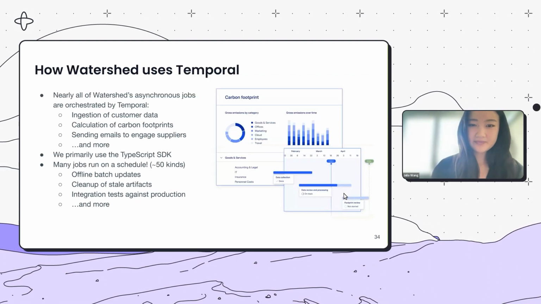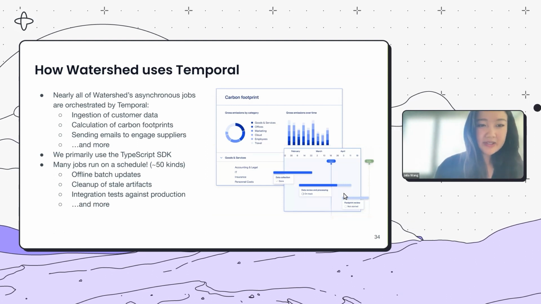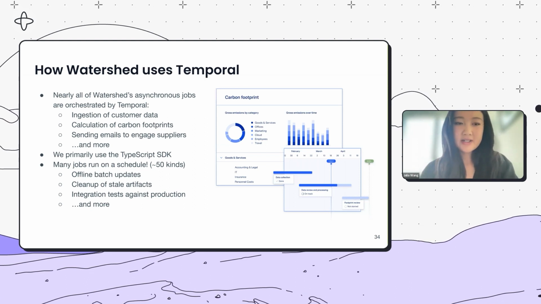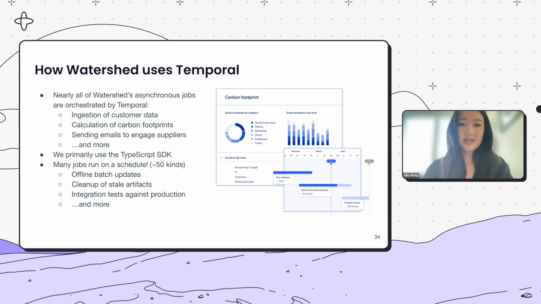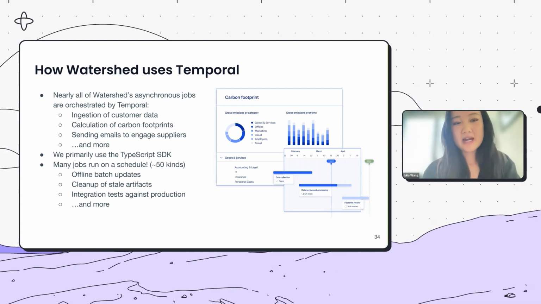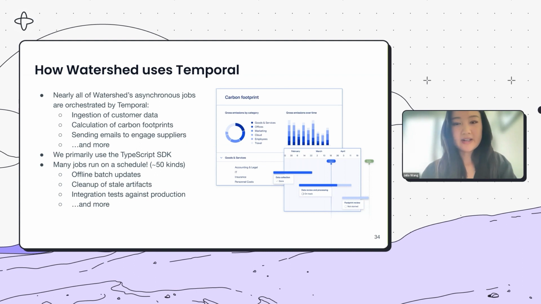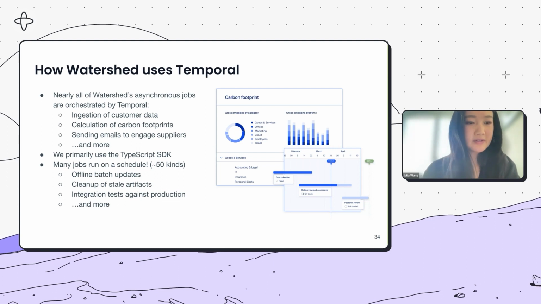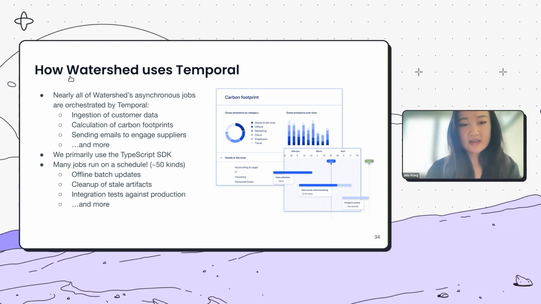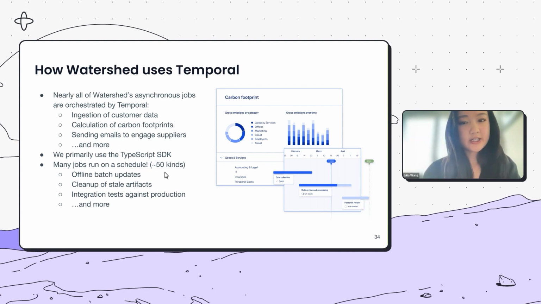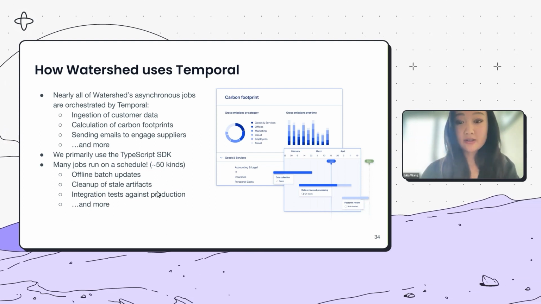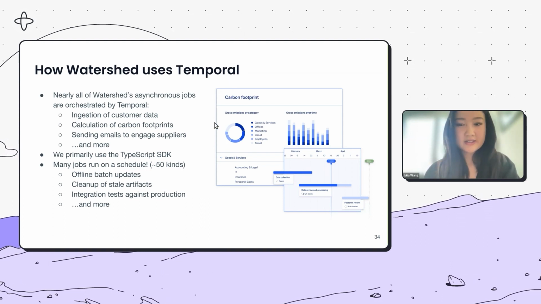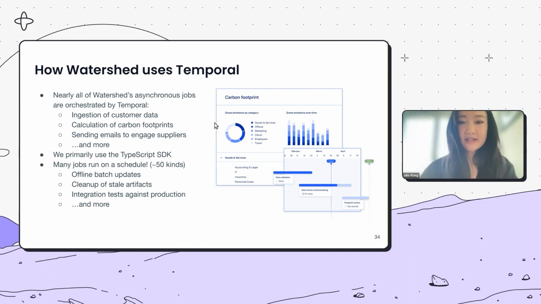Next slide. So we've been using Temporal at Watershed pretty extensively now for over 1.5 years. And we just recently completed a migration off of our legacy background job running system. So now nearly all of Watershed's async jobs are orchestrated with Temporal. This includes most of our key product functionality under the hood, like ingestion of customer data into our internal data lake, calculation of our customers' carbon footprints, sending emails to engage suppliers, and more.